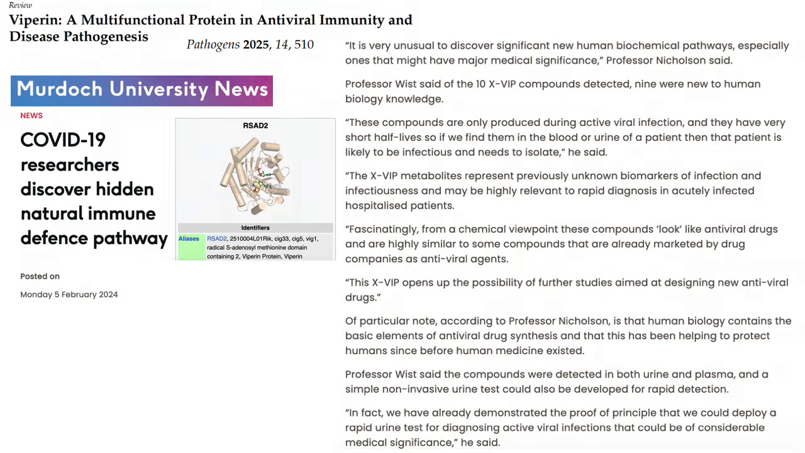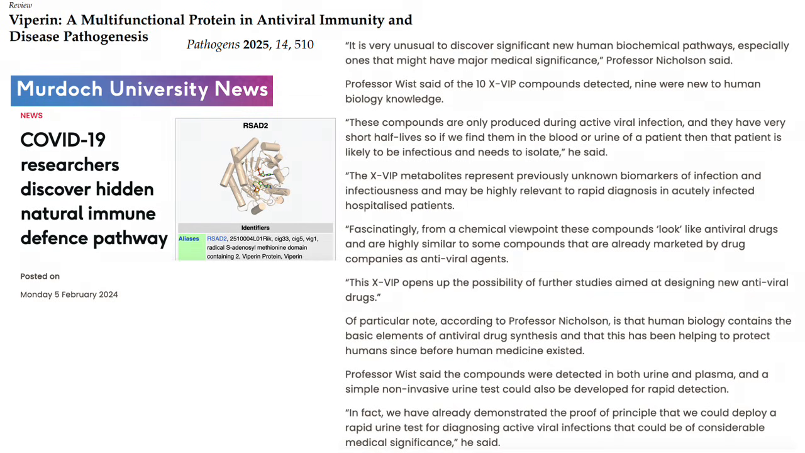Now back to the news report. It is very unusual to discover significant new human biochemical pathways, especially ones that might have major medical significance, Professor Nicholson said. Professor Wist said that of the 10 XVIP compounds detected, 9 were new to human biology knowledge. These compounds are only produced during active viral infection, and they have very short half-lives. So if we find them in the blood or urine of a patient, then that patient is likely to be infectious and needs to isolate.